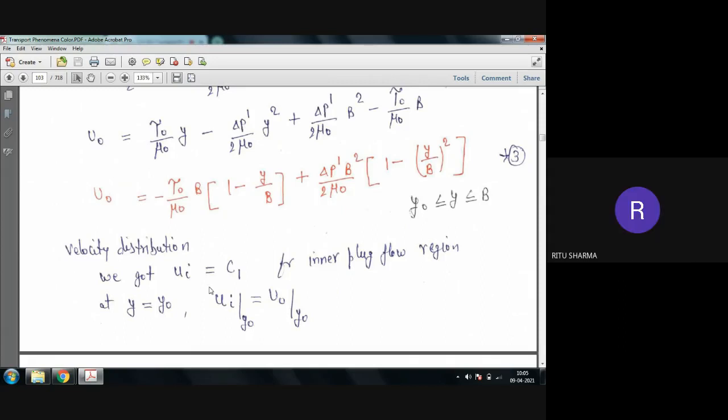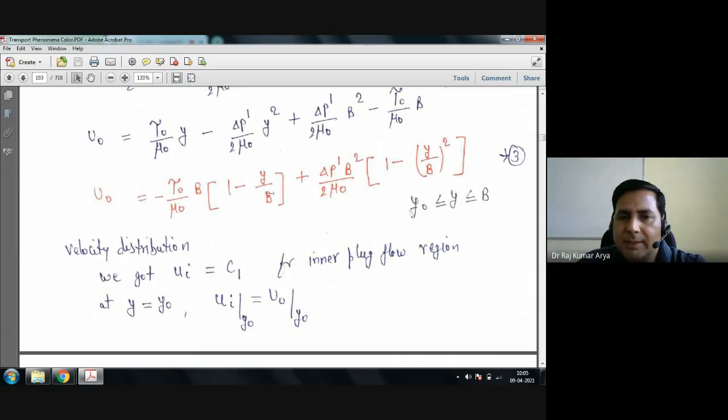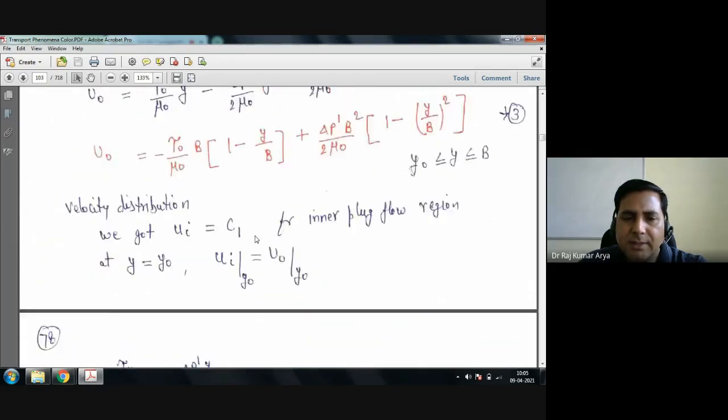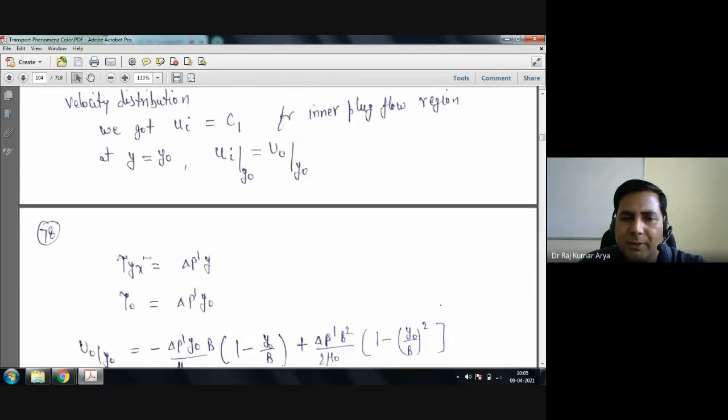Yes. So you are putting y equal to y naught in this expression. If you substitute that, you now have one more relationship here. Tau yx equal to delta p dash y, so tau naught equal to delta p dash y naught. This is what we have.